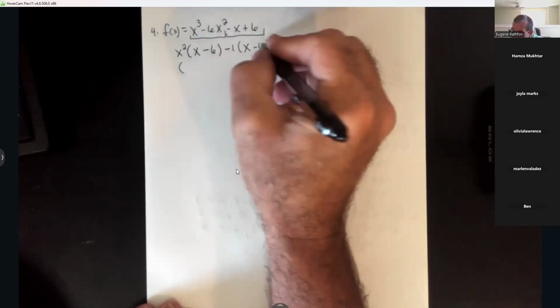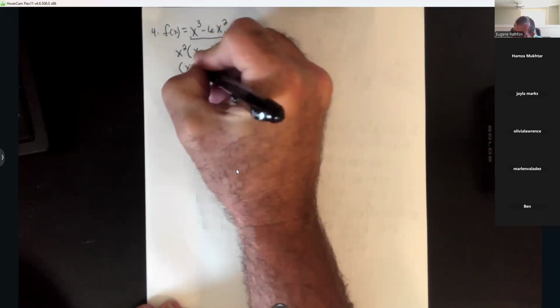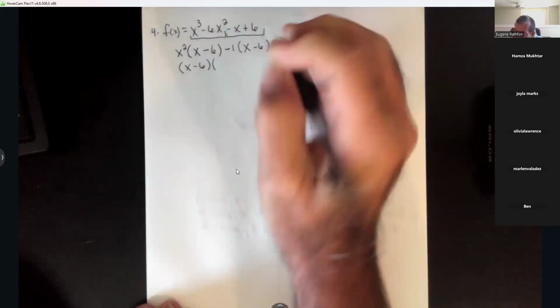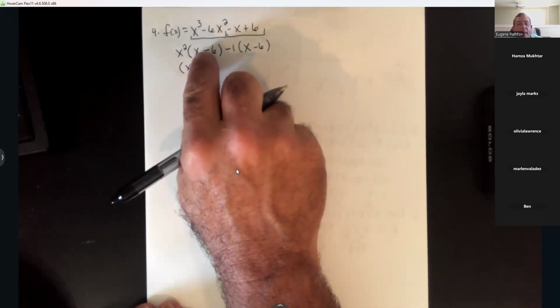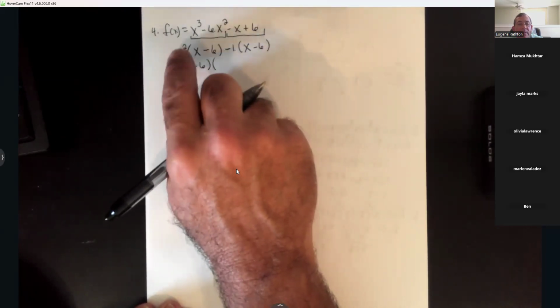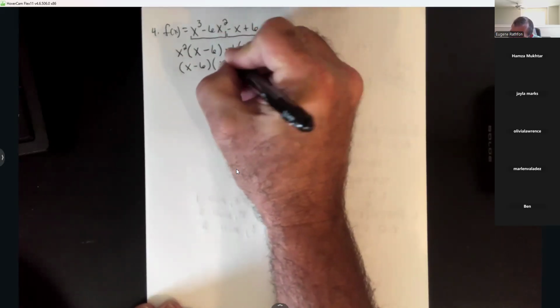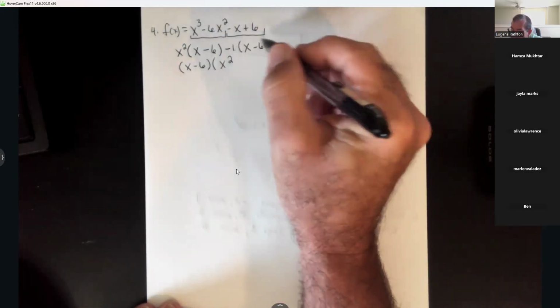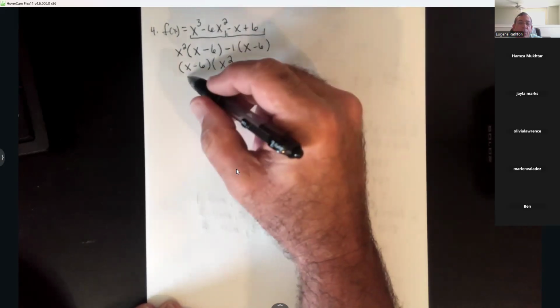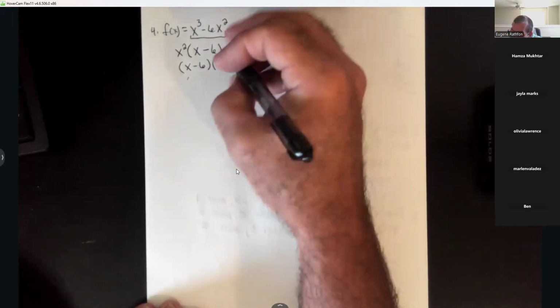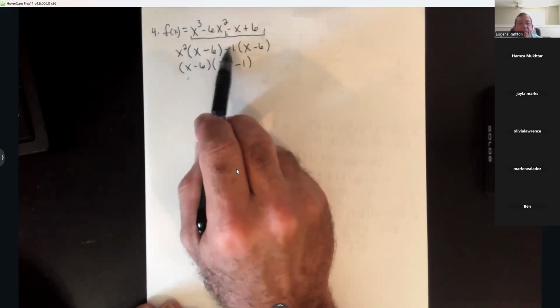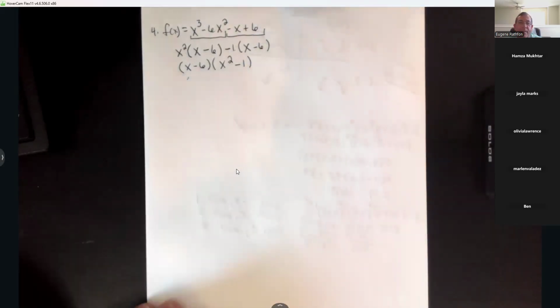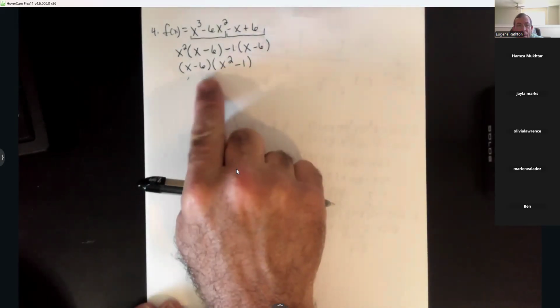So since both of these have an x minus 6, you're going to factor out that x minus 6. And then in the second parentheses, put what's left. Well, the x squared times x minus 6, if you divide out the x minus 6, leaves the x squared. And then your negative 1 times x minus 6, if you pull out that x minus 6, you're left with the negative 1. So the stuff in the parentheses makes up one parenthesis. The stuff on the outside makes up the second parentheses. All right.